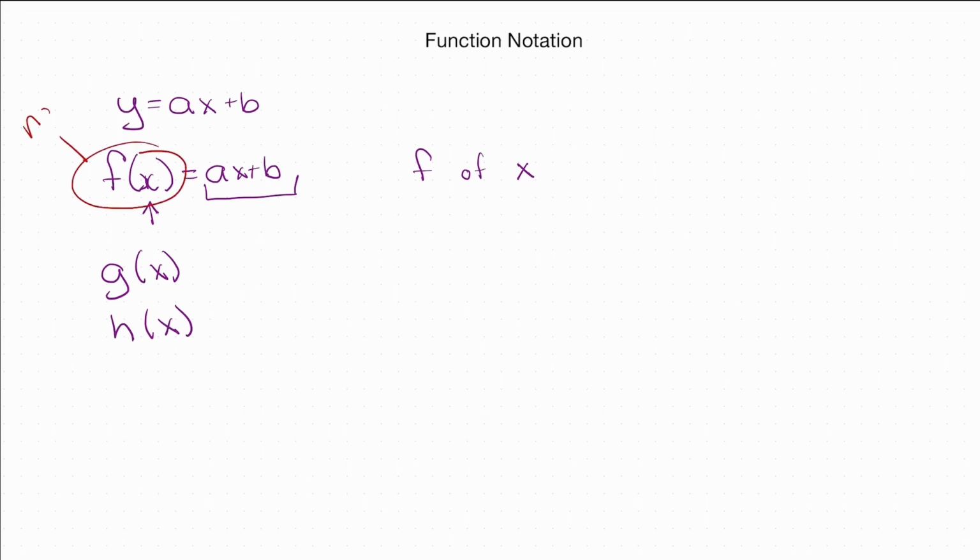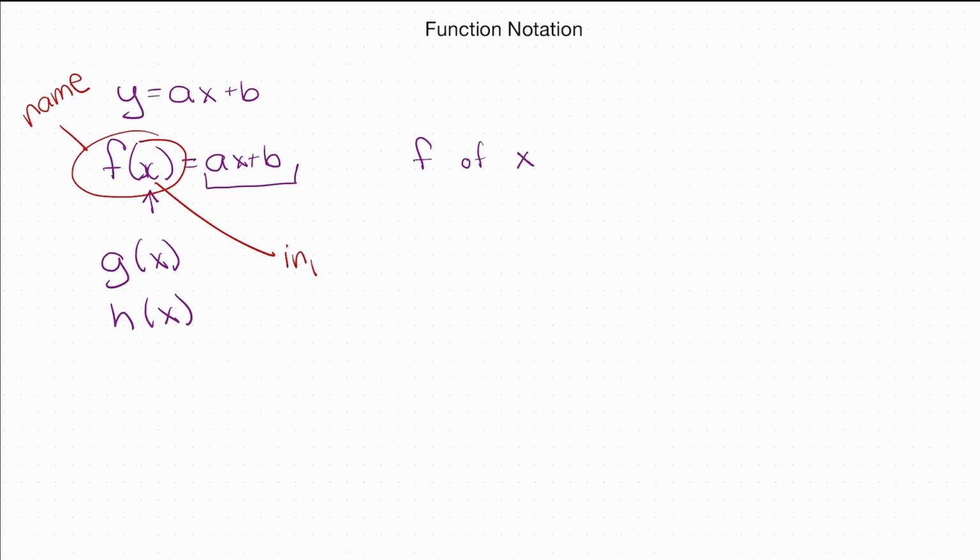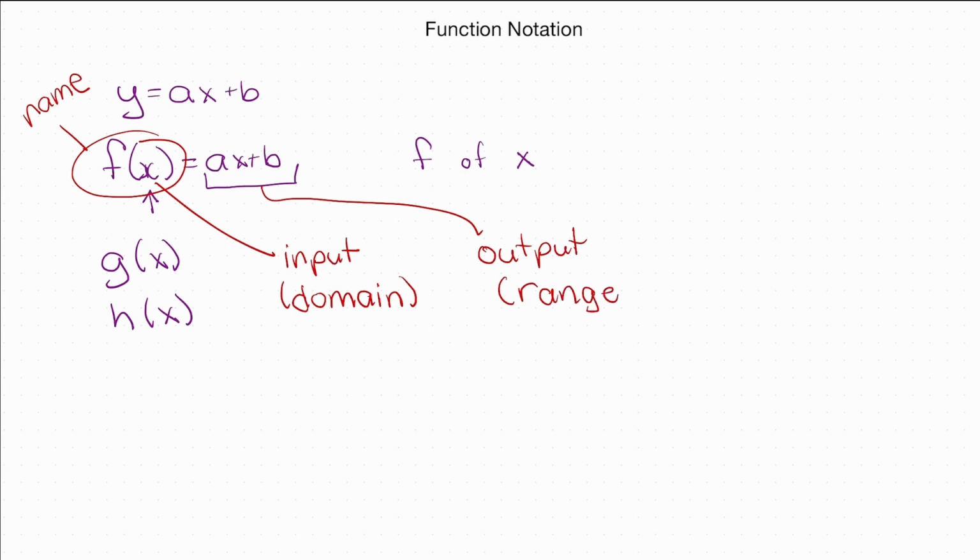So this is the name. X is the input, which is also our domain of the function. And ax plus b is our output. And that is also going to be the range of the function.